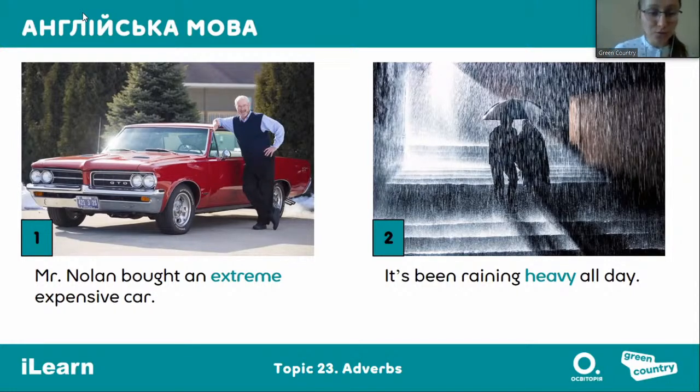So let's try to form the adverb from these two adjectives. So number 1, Mr. Nolan bought an extreme expensive car, and number 2, it's been raining heavy all day. So let's try to form the adverbs. So how do we form adverbs? Mr. Nolan bought an extreme expensive car. It's been raining heavy all day. So let's transform them into adverbs.